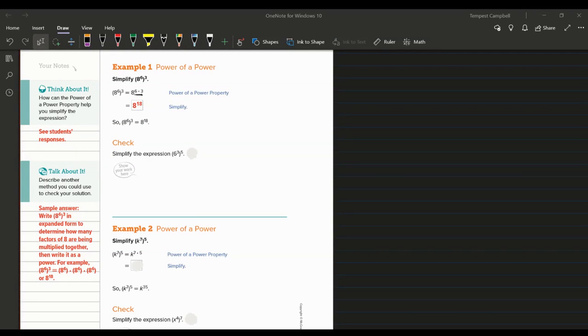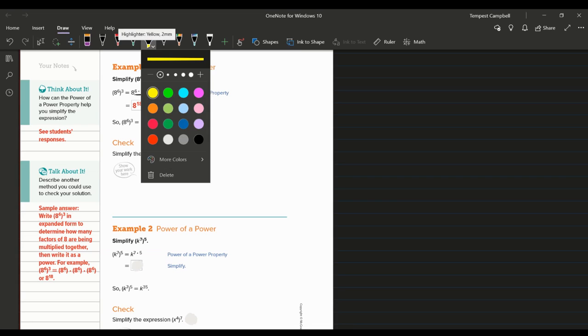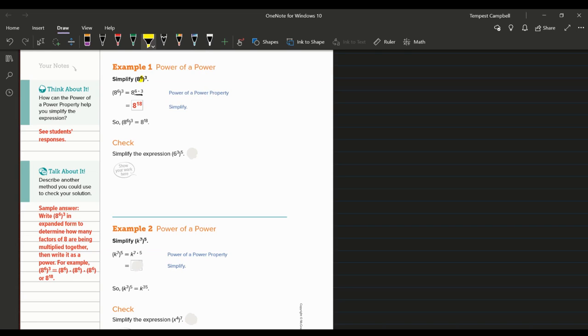Okay, let's talk about some examples. So example number 1, power of a power. We're going to simplify 8 to the power of 6, that whole thing, to the power of 3. If it helps you to think about it, I'm going to highlight the thing that is technically our base. So we're looking at 3 factors of 8 to the power of 6.